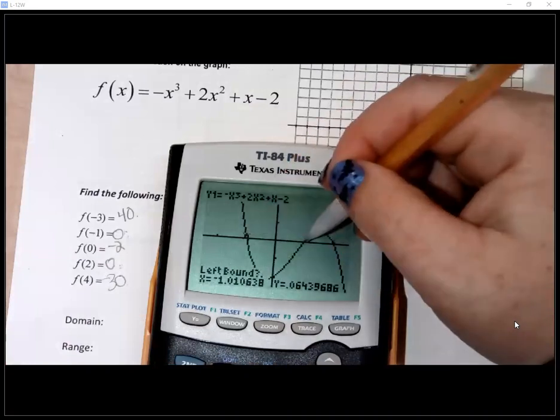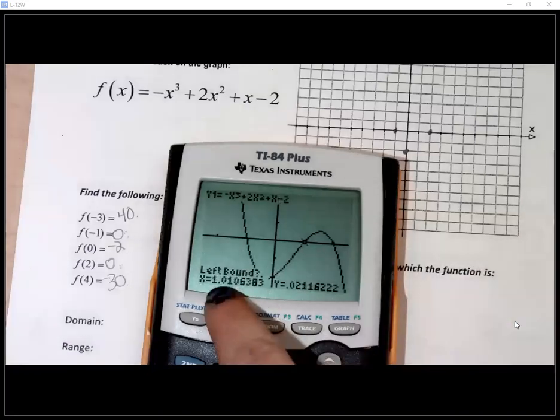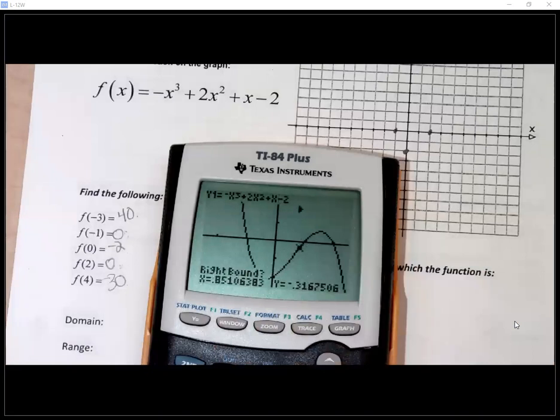So let me move my blinky guy all the way over. Okay, he's pretty close to that X-intercept. I need him to be a little bit to the left of it. Go left a couple of times, hit enter. I need him to be a little bit to the right of it. So I make sure he's a little bit to the right of that X-intercept.